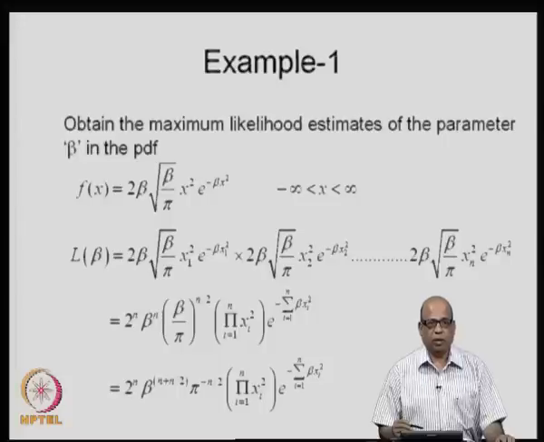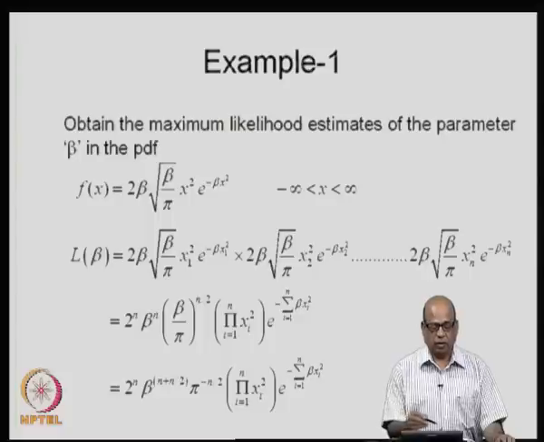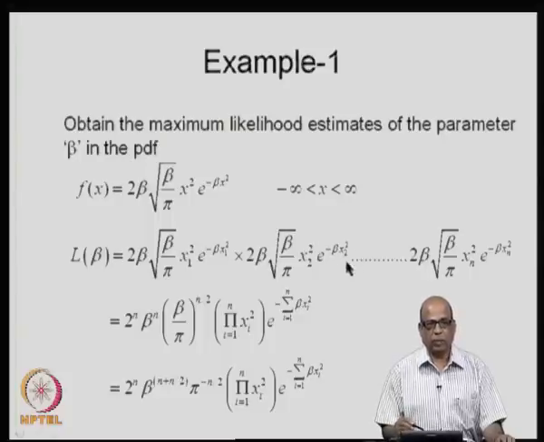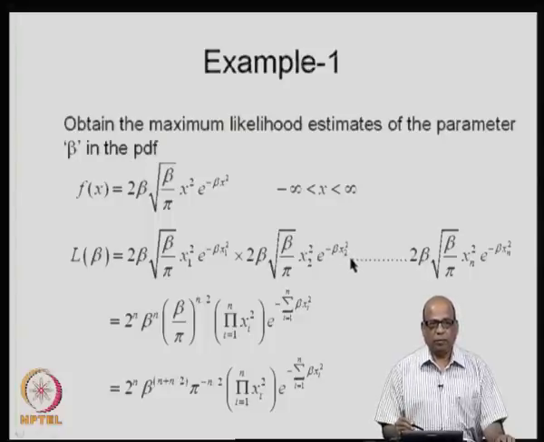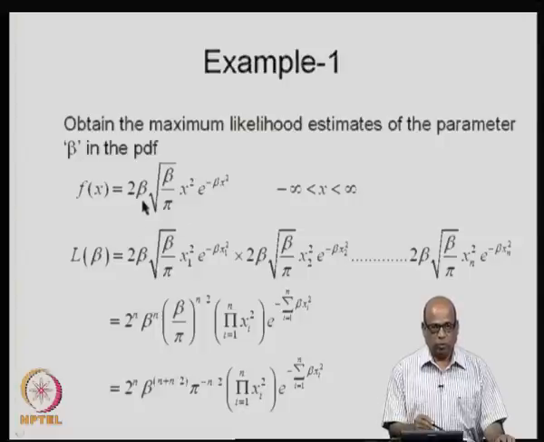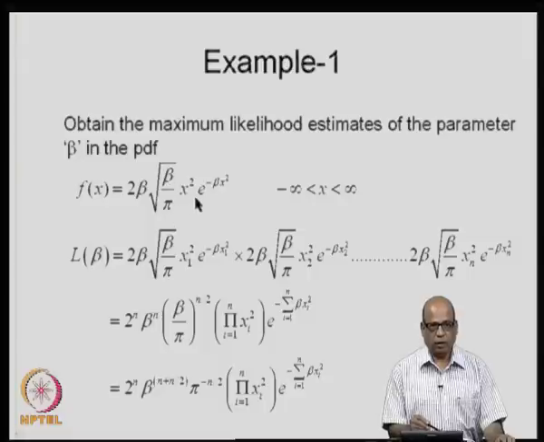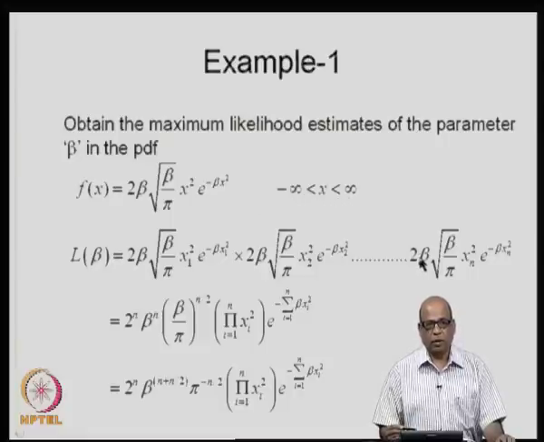Let us consider an example. In the last class, we discussed one simple example of the exponential distribution, which has a single parameter lambda. Now, we will take another distribution which has a single parameter beta. The PDF is given by 2 beta root of beta by pi x square e to the power minus beta x square, which is defined for x varying between minus infinity to plus infinity.